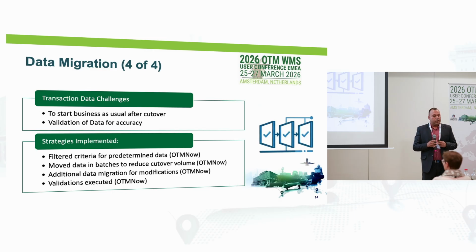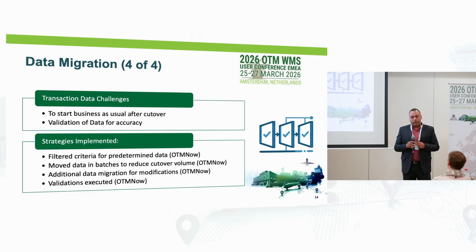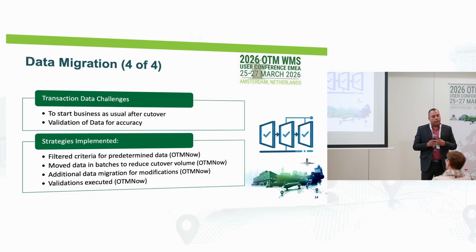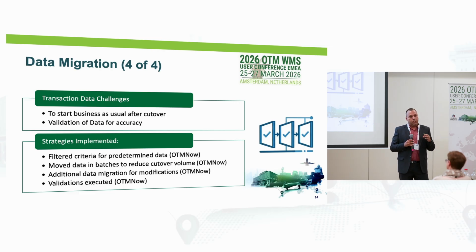And finally, when we look at the transaction data challenges, you have to make sure that your business starts as usual after the cutover. If there are shipments missing, if data is missing, if there is some problem there, then you can't run that business anymore. So that's very, very critical to do. And the second part of that is that the accuracy of data is also equally important. Your metrics, your invoices, your vouchers, your values, those are very, very important to be present correctly.